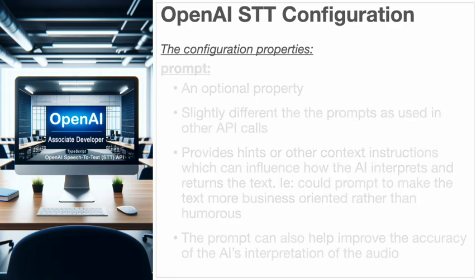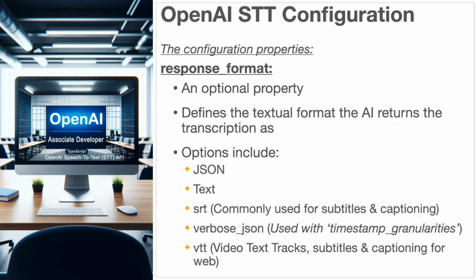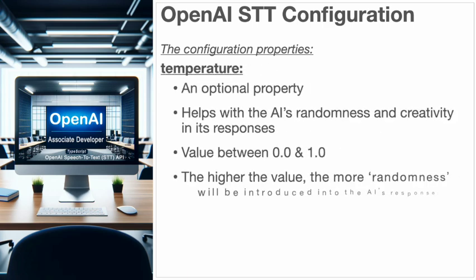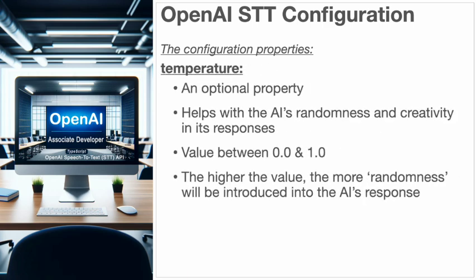5. The response format property defines the textual format in which the transcription result will be returned. Common formats include JSON for structured data or text for plain text output. 6. The temperature property behaves just as we've seen this property used before. This property controls the randomness of the model's output. A lower value makes the output more focused and deterministic, while a higher value introduces more variability.